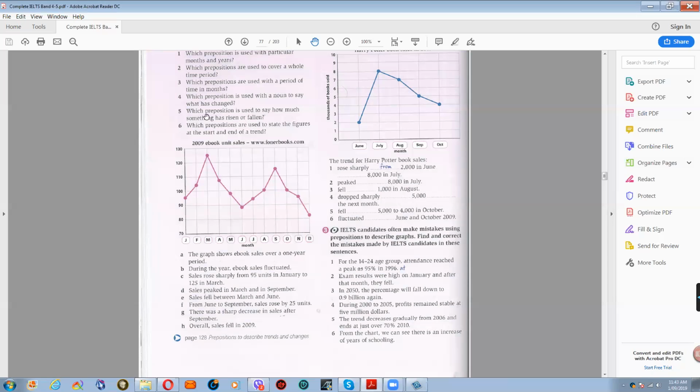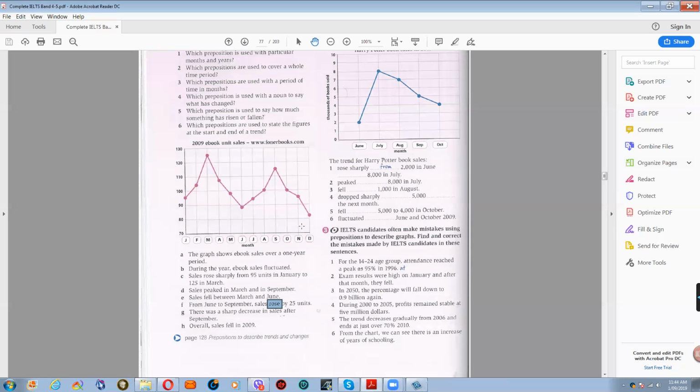Rose. Oh, sorry, rose is a verb. From, in, to. Increase or decrease is what? You've got the verb. Where is the preposition? By.